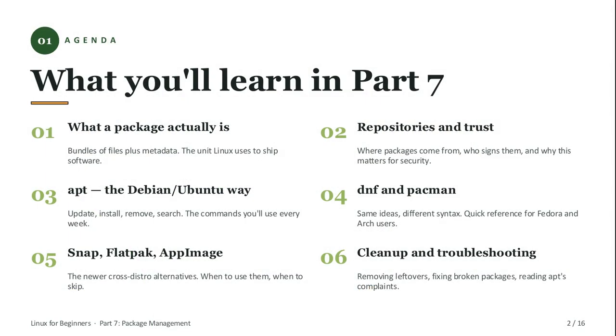Here's the path we'll walk together. We'll start with what a package actually is, just bundles of files with some metadata attached. Then talk about repositories and why trust and signing matter more than you'd think. From there, we get hands-on with apt for Debian and Ubuntu users, followed by a quick tour of DNF and pacman for the Fedora and Arch crowd. We'll wrap up with the newer cross-distro options, Snap, Flatpak, and AppImage, and finish on cleanup and troubleshooting, because eventually something will break, and you'll want to know how to read what apt is complaining about.